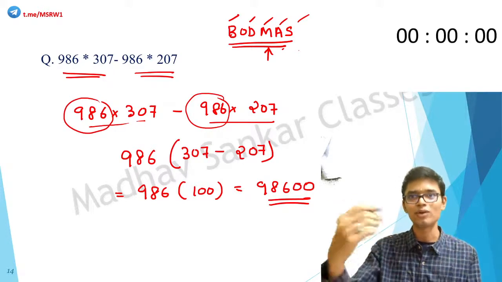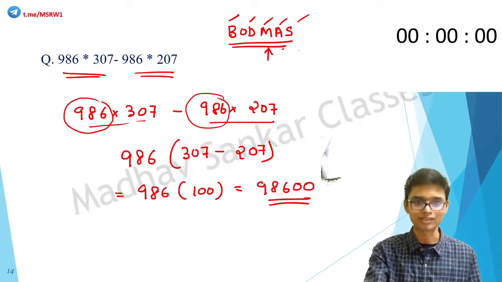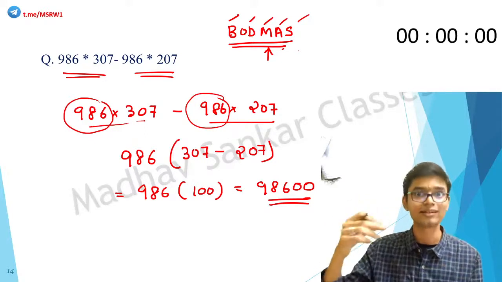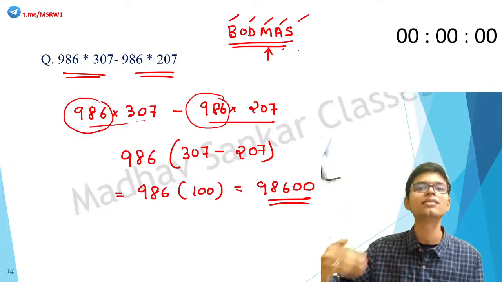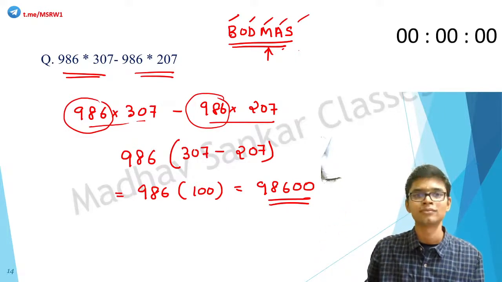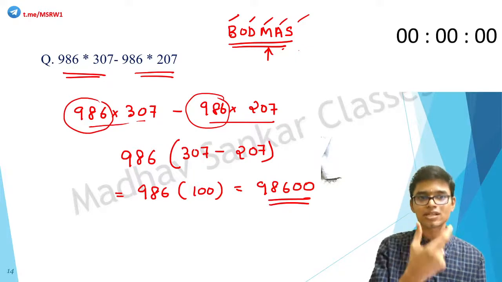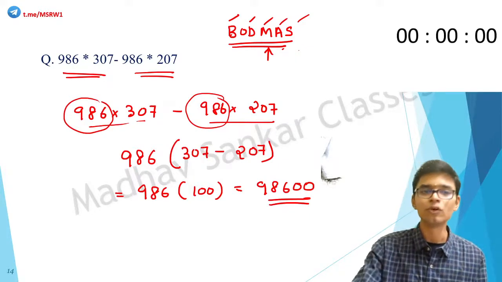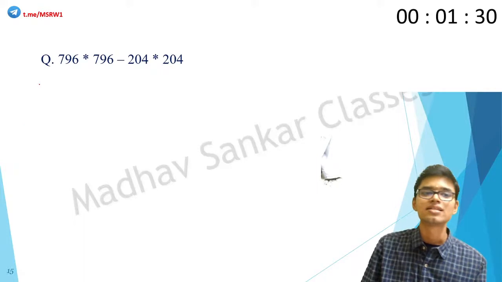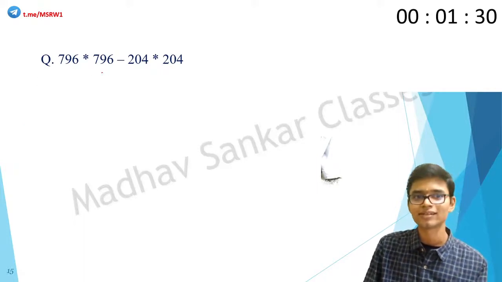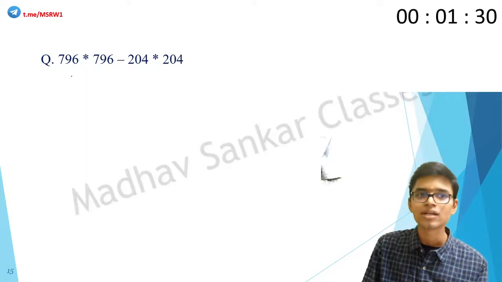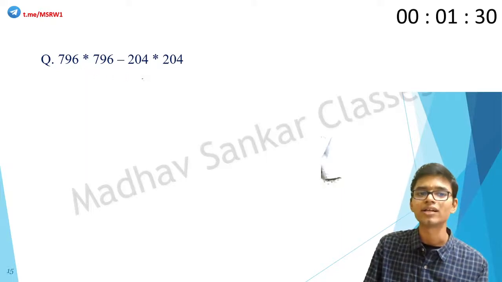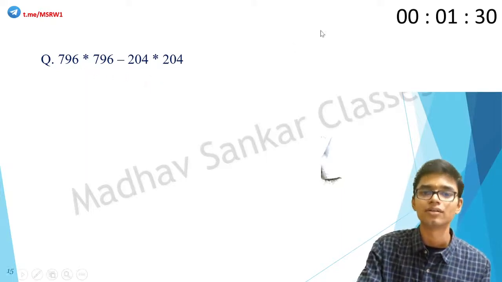Get it? So you have to identify that you can take out these things as common, and that is where the technique is what actually matters. In order to get better in that, you have to practice a lot. Otherwise you won't see all these things. Moving on. Another question: 796 into 796 minus 204 into 204, or 796 squared minus 204 squared.